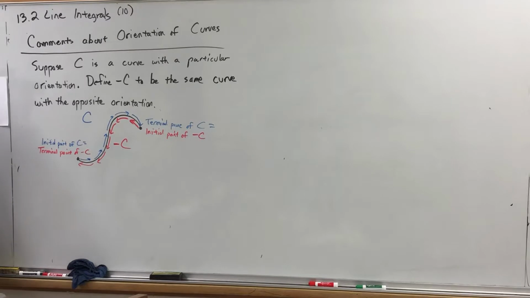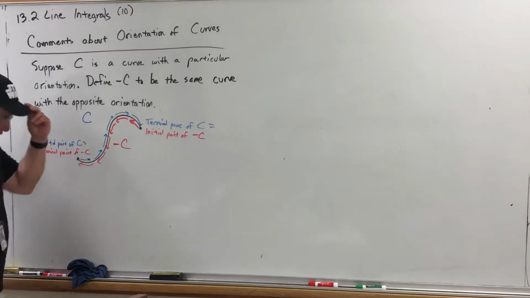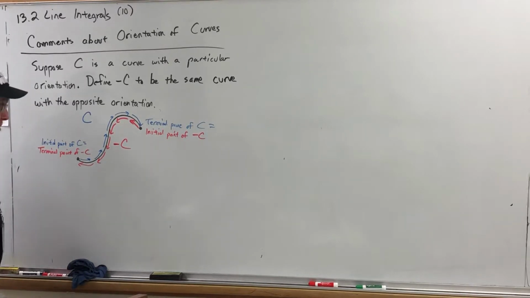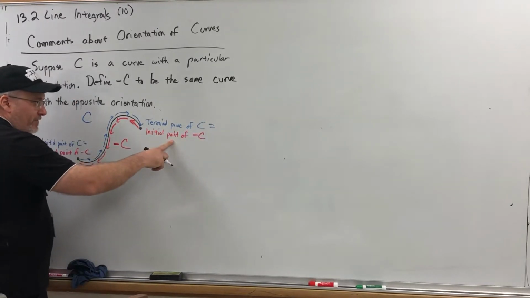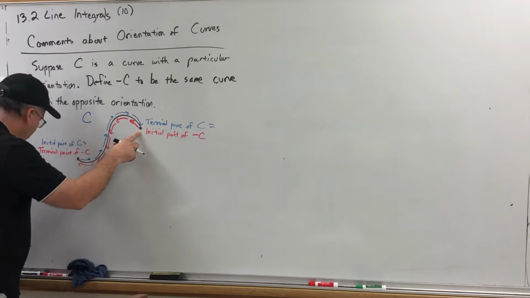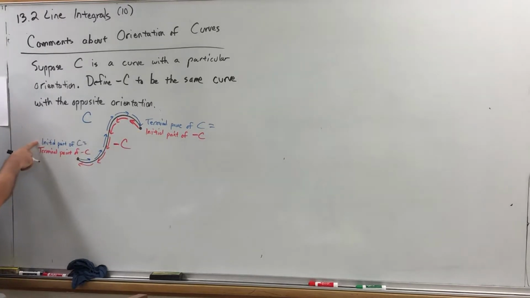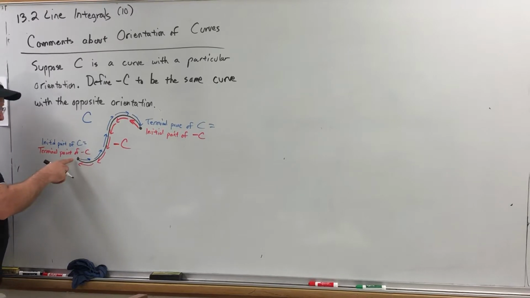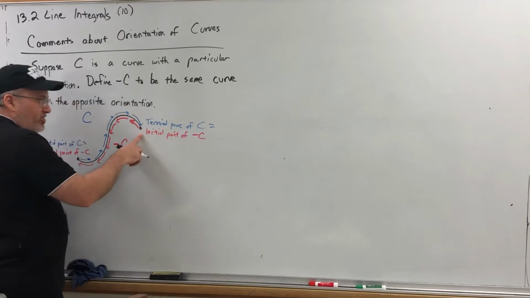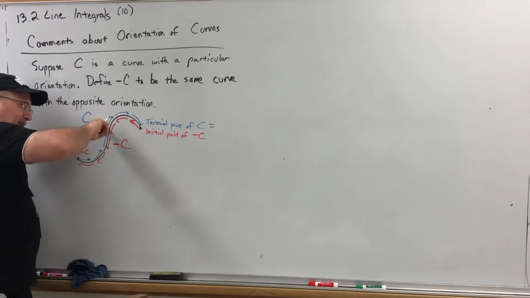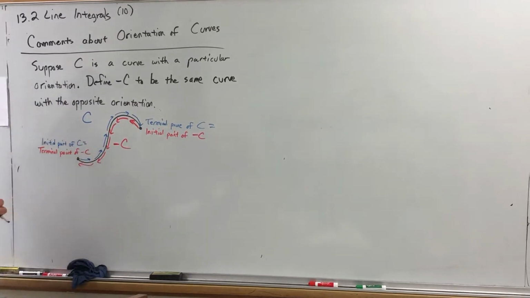We're going to define another curve called negative C. It's the same curve, but basically you trace it out in reverse. In other words, the terminal point of C is the same as the initial point of negative C, so we're going to start over here. And the initial point of C is the terminal point of negative C. So negative C will end where C begins, and negative C will begin where C ends. And it still follows the same path, it just follows it in the opposite direction.